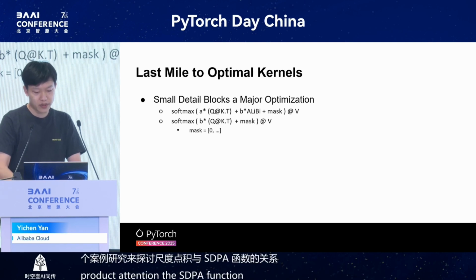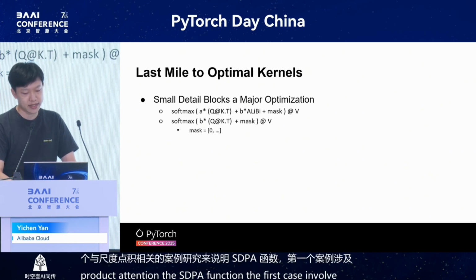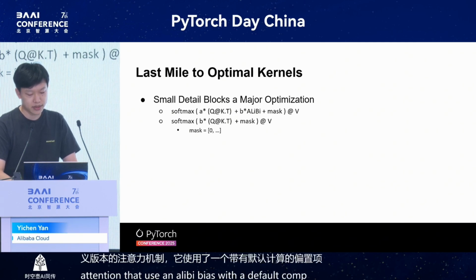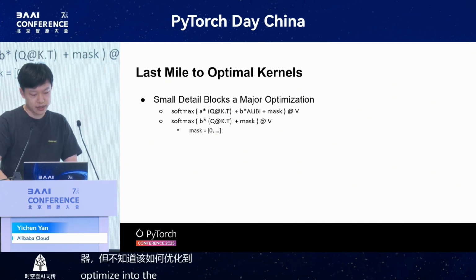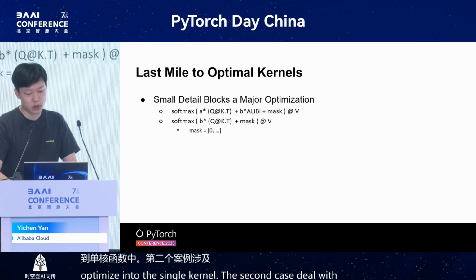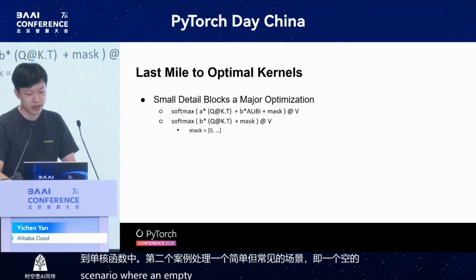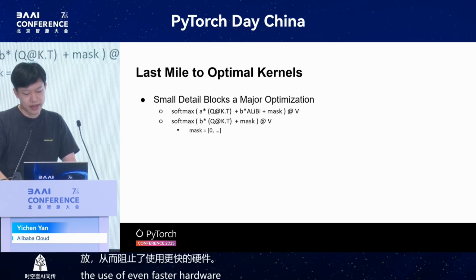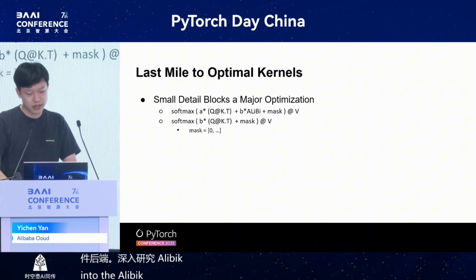The first case involves a custom version of attention that used an ALiBi bias, which the default compiler didn't know how to optimize into a single kernel. The second case deals with a simple but common scenario where an empty attention mask was given, preventing the use of an even faster hardware backend. So let's dive into the ALiBi case first to see how it's handled.